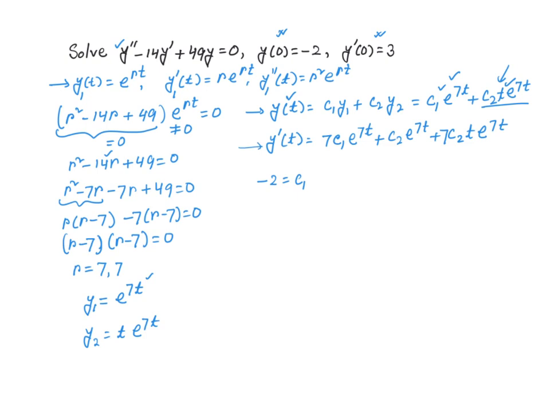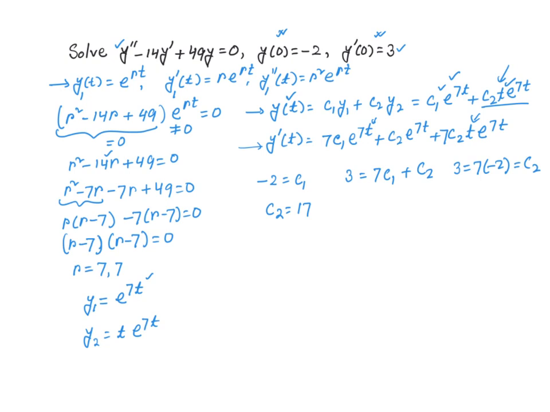Now, how do I find c2? In this equation, I'm going to put y prime of 0 is equal to 3. So the left hand side is going to be 3 equal to 7c1. t is 0, e to the power 0 is going to be 1, plus c2 e to the power 7 times 0, which is e to the power 0, which is 1, right? And this term, because of t, is going to vanish. Now I know c1 is negative 2, so 3 is equal to 7 times negative 2 plus c2, or c2 is going to be 14 plus 3, which is 17.